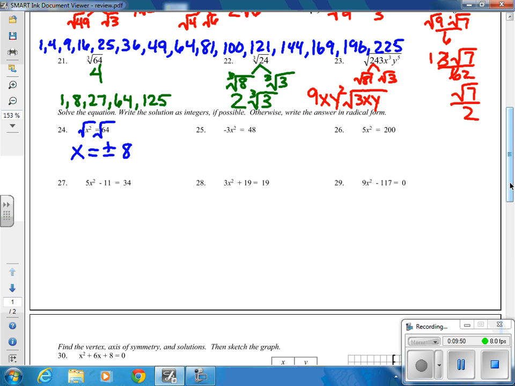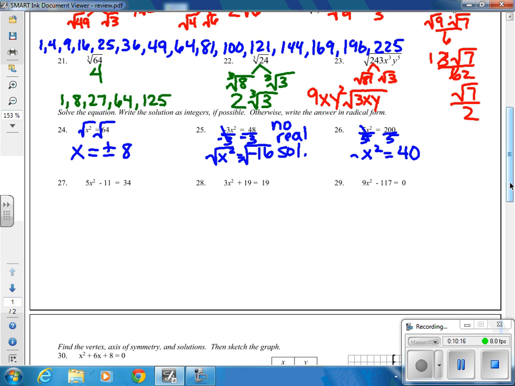The square root of x squared leaves me x, the square root of 64 leaves me plus or minus 8. For number 25, I want to get x squared by itself, so I divide by -3 on both sides. That leaves me x squared equals -16. I square root both sides, and then I see that I can't square root a negative number. So that tells me my answer has to be no real solutions. Make sure you have the word real in your answer. For number 26, I need to divide by 5, and I get x squared equals 40.